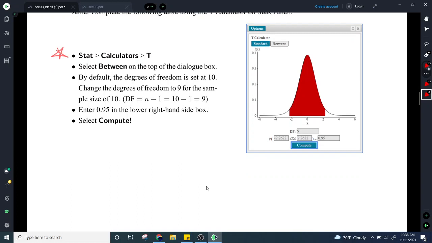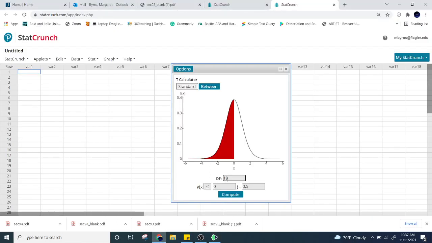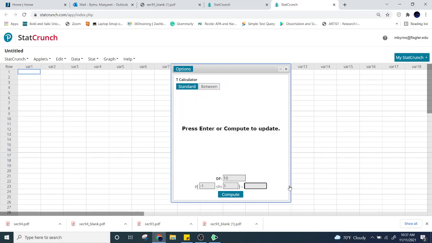This should say, let's see, so the degrees of freedom is 10. It just says enter 0.95. Okay, I guess I see what they want us to do. So they're telling us start with 0.95. So I'm going to leave this at 10 for now. I'm going to click on between. And what I want to cover is 95% of the graph. So let me get rid of this. Let me get rid of this. And let me put 0.95 here. Oops.